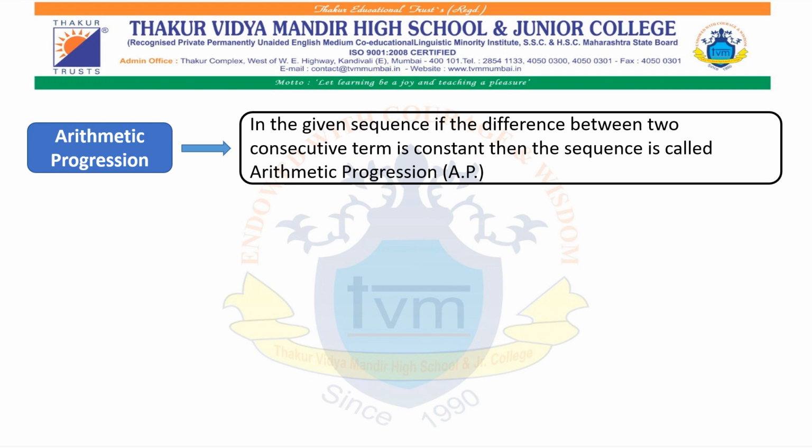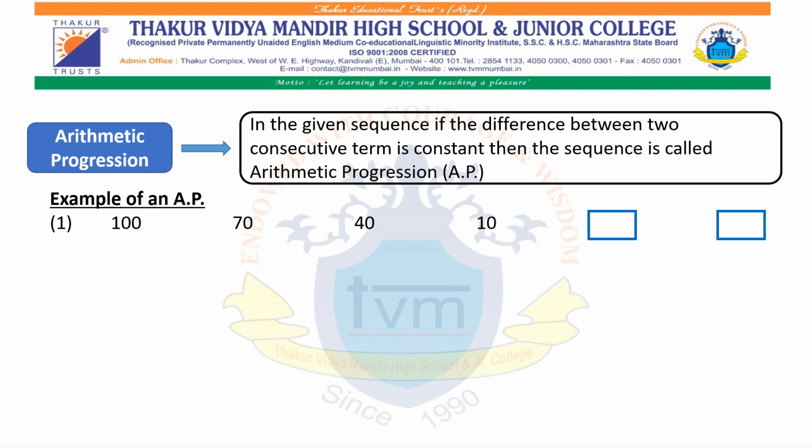Now let us see one example of an arithmetic progression. Example number 1. The values given here are 100, 70, 40, 10. 4 terms are given. We can consider the first number as first term, second as second term, third as third term, and the fourth value as fourth term. And they have asked us to find out the fifth as well as the sixth term of this AP. When they have said the given sequence is an AP, we understand the difference between two consecutive terms will remain the same. Let us first find out the relation between the two consecutive terms.